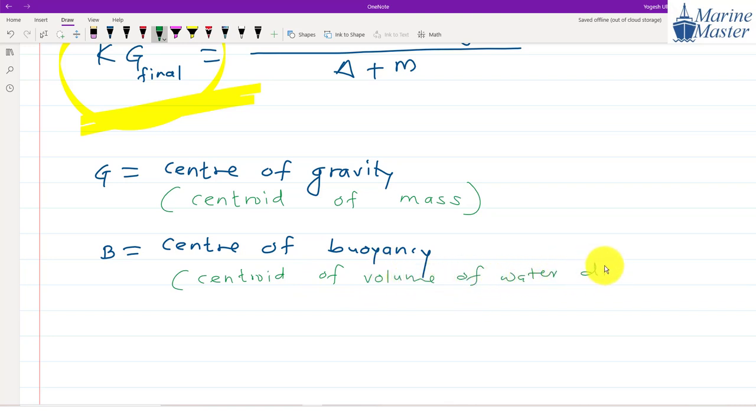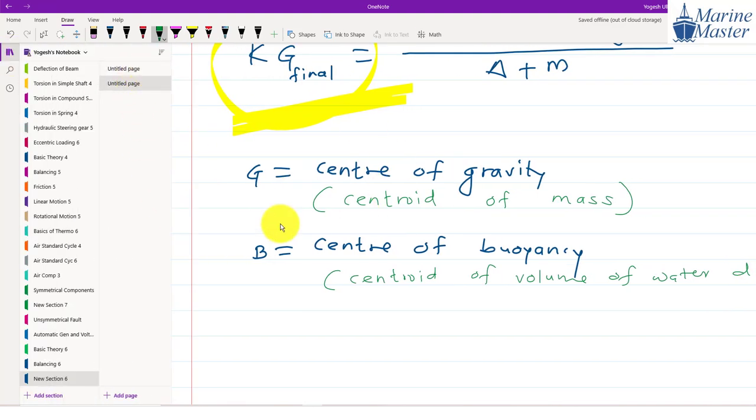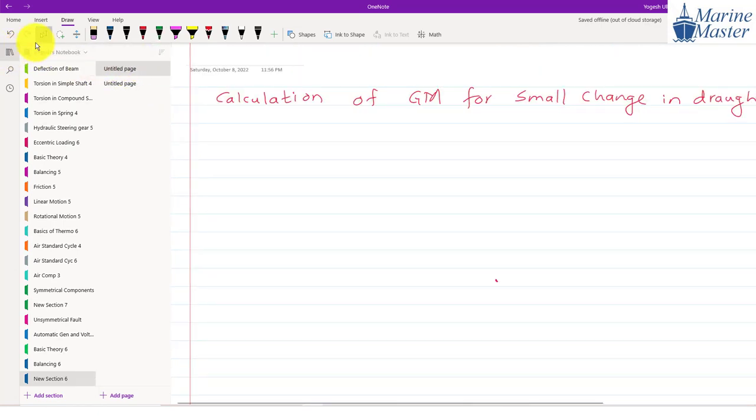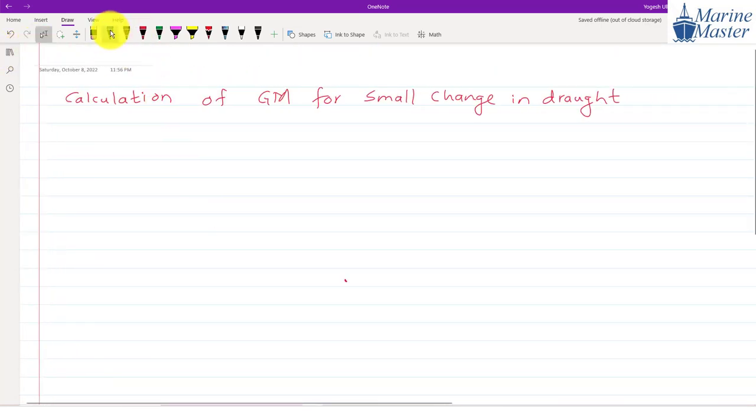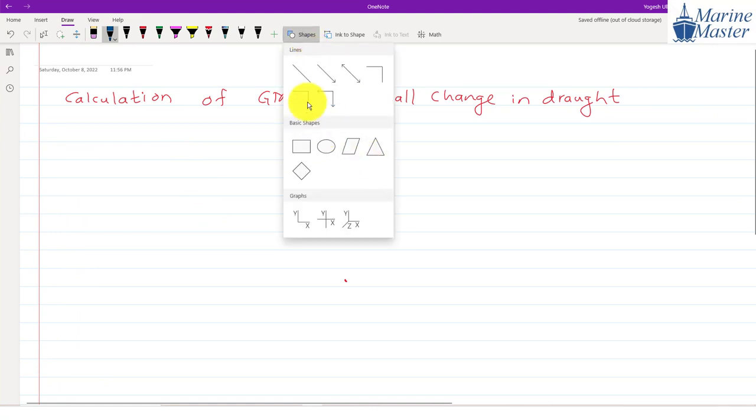Centroid of volume of water. Guys, it can be liquid also or fluid also, but here our discussion is related with ship, so we will keep water only. Why are we explaining all these things, and why is it important for us? Because our upcoming discussion is totally based on this one.